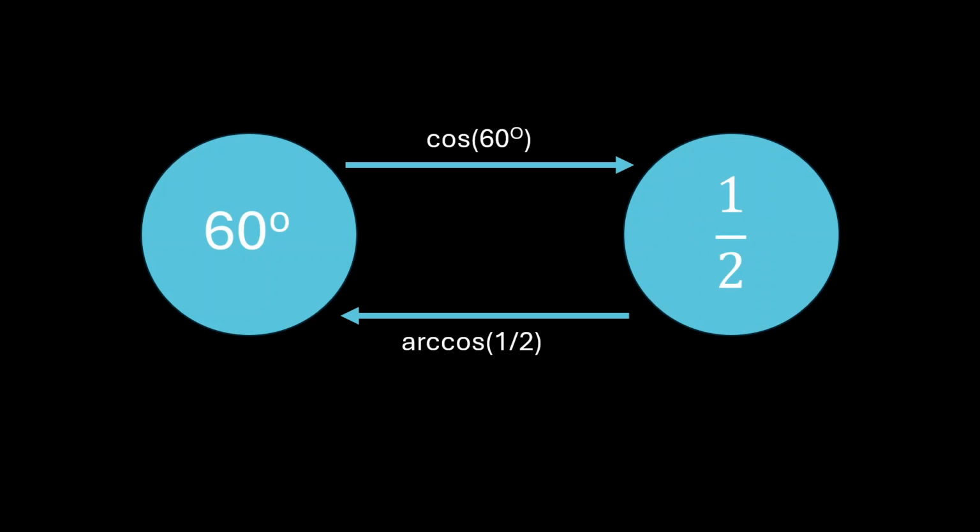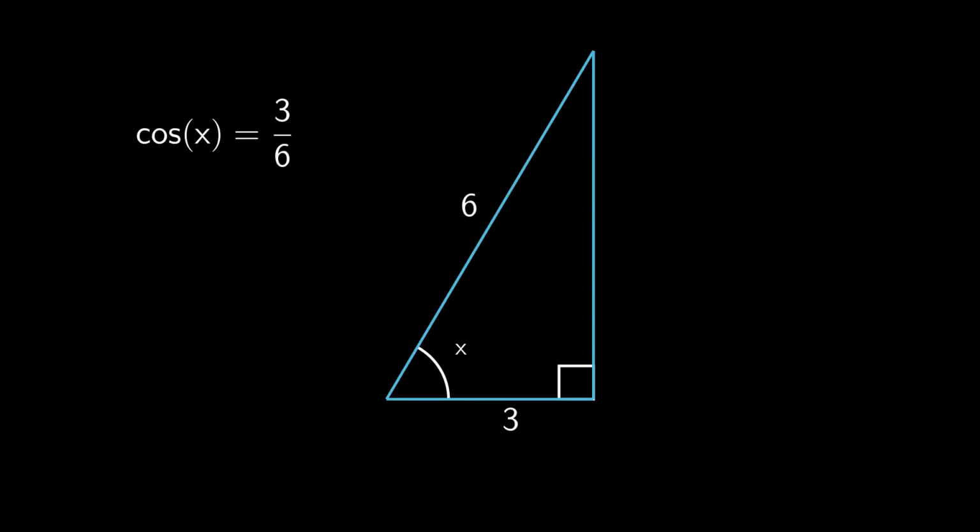That is, we can input 60 degrees into cosine and get the ratio between the hypotenuse and the adjacent leg. If we take this ratio and input it into arccosine, also known as inverse cosine, we get the angle. In our case, 60 degrees.